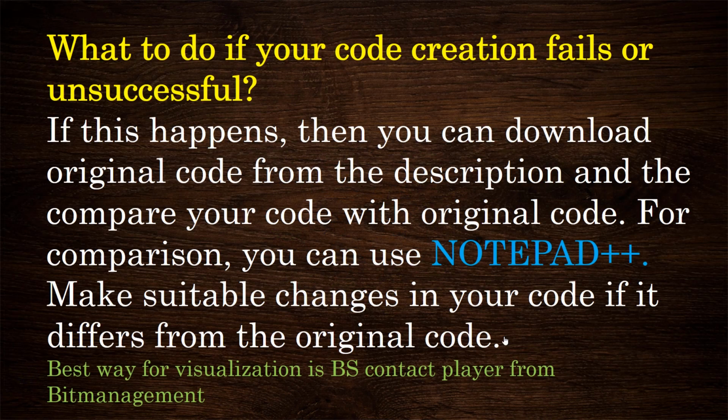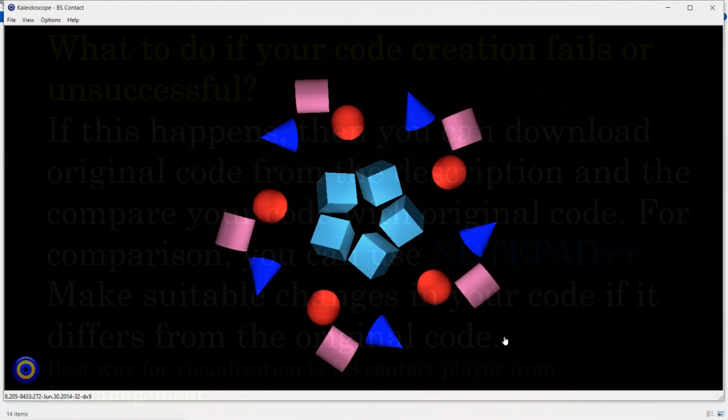So I have created. So what to do if your code creation fails or it is unsuccessful? If this happens, then you can download the original code from the description and compare your code with the original code. For comparison, you can use Notepad++. Make suitable changes in your code if it differs from the original code. The best way for visualization is BS Contact layer from Bit Management Company.